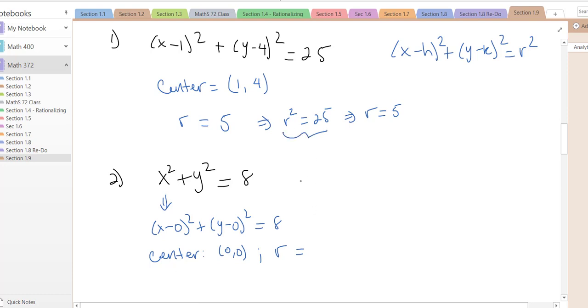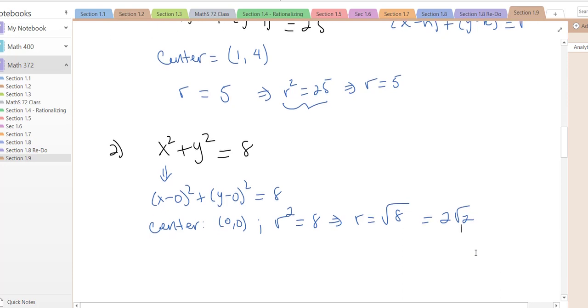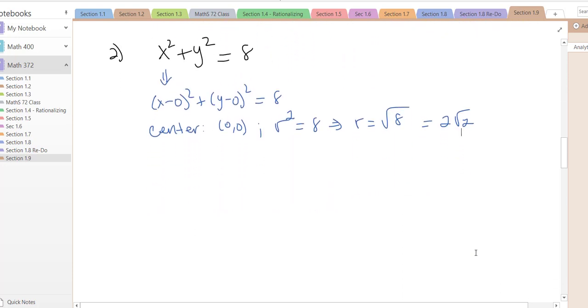So I might want to do this method instead. I can say r² is equal to 8, which means that r is the square root of 8. And now I can simplify this. So r is 2√2. And so that's my center and my radius.